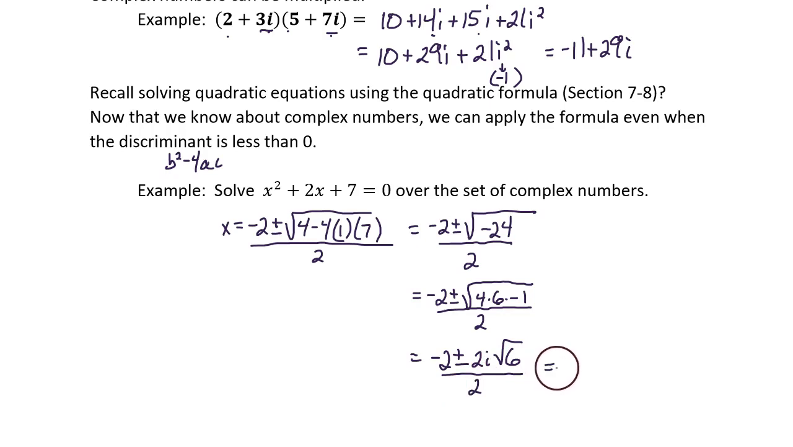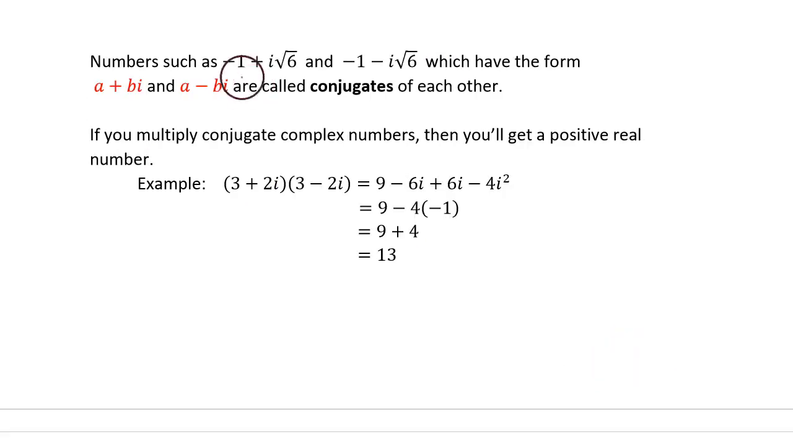Finally, let's reduce those 2's. So we get negative 1 plus or minus i square root of 6. Numbers such as negative 1 plus i square root 6 and negative 1 minus i square root of 6 are called conjugates of each other.